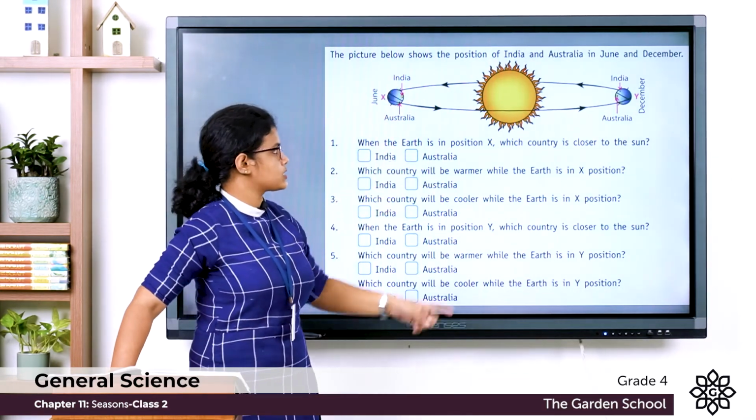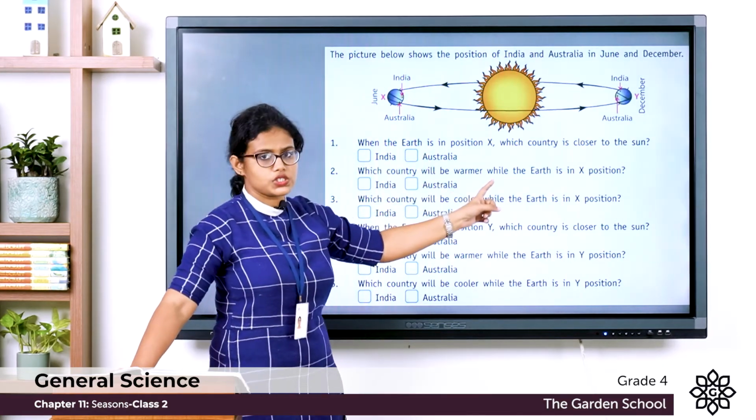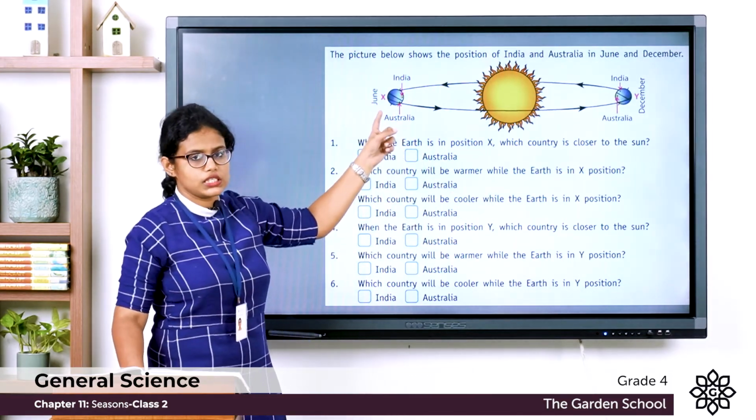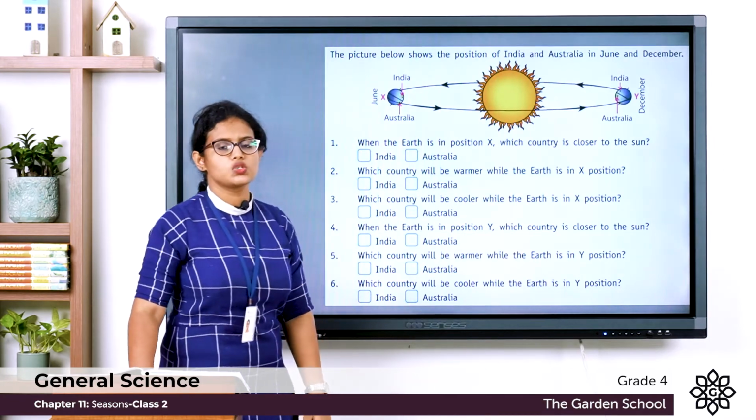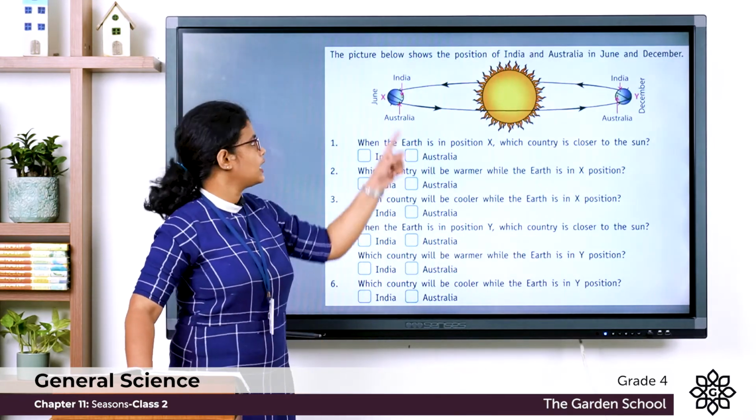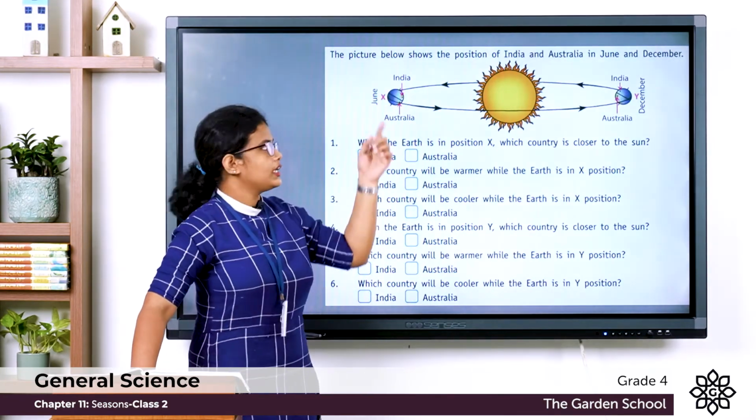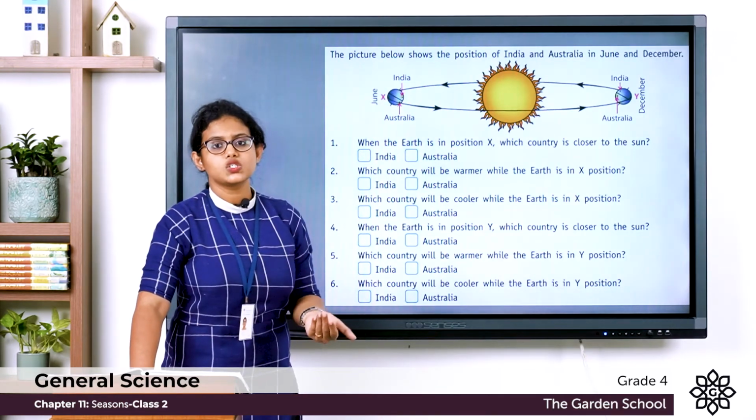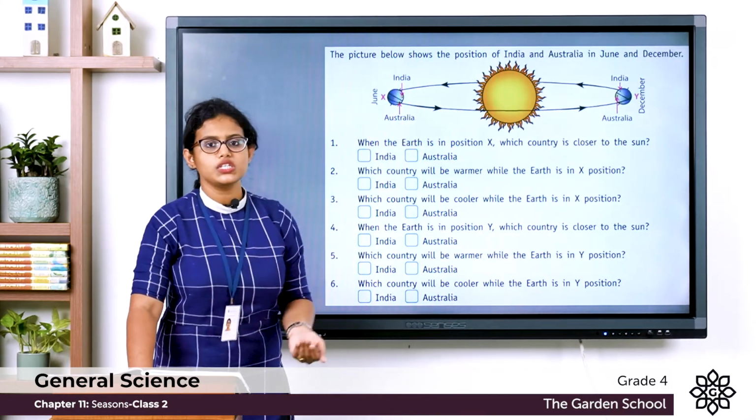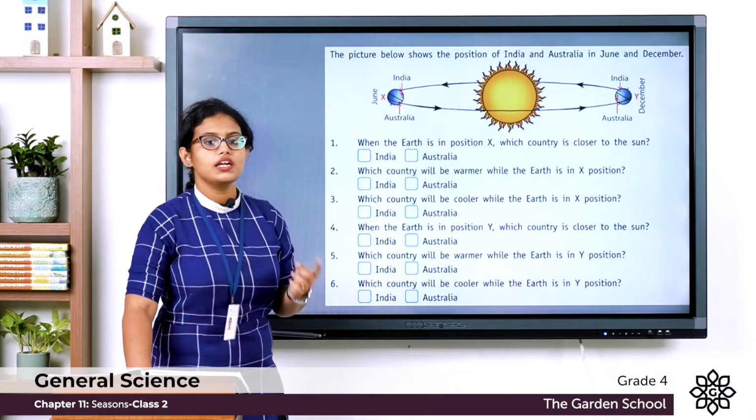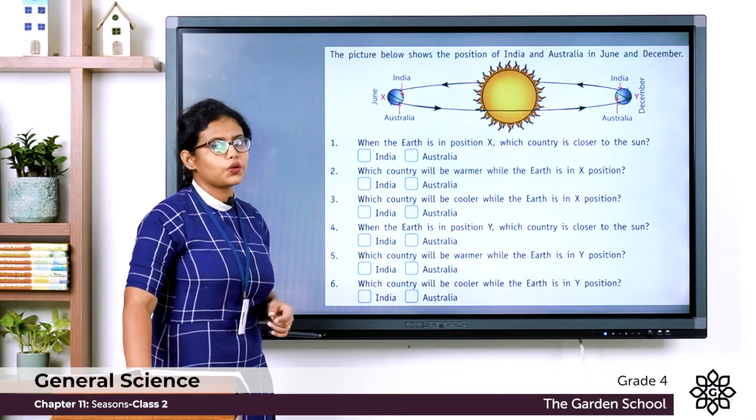So, see the first question. When the earth is in position X, you have to see here, which country is closer to the sun? India. Here this part is closer to the sun. India is closer to the sun. So what is the answer? India. See the second one.